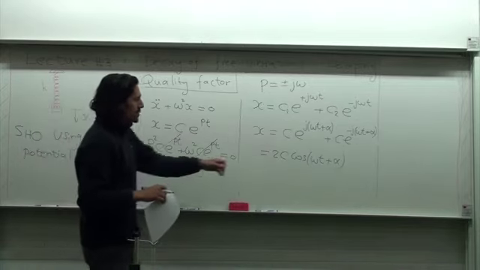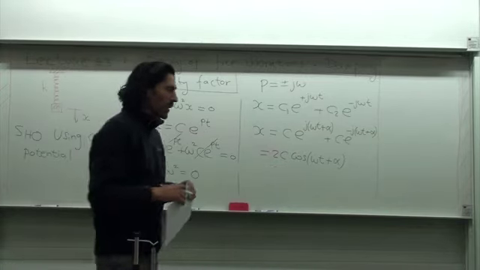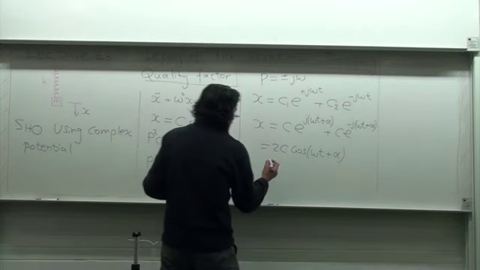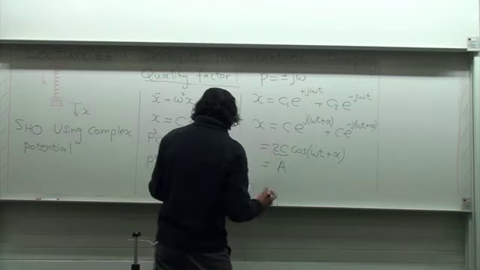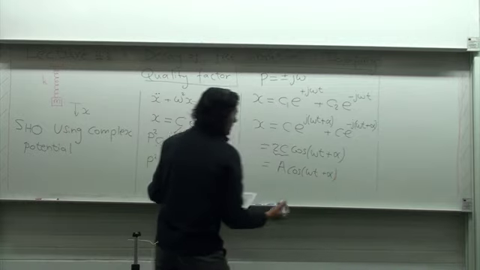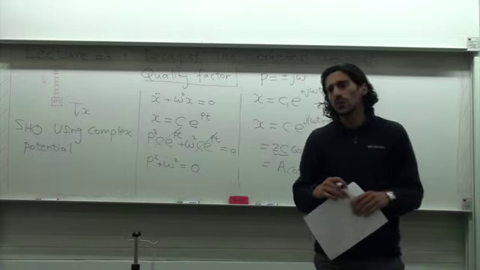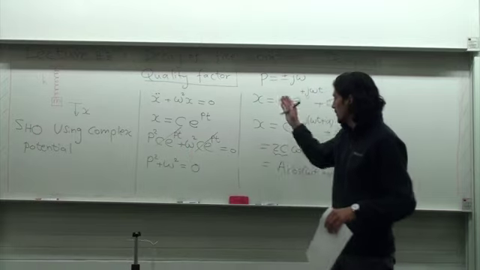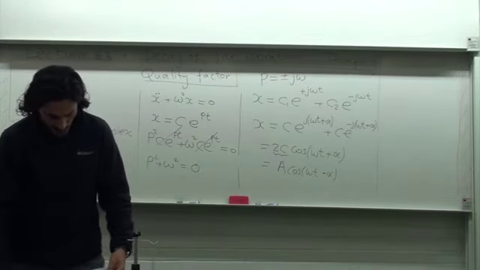Remember, we always want to go back to the physical problem. We want to go back to the real part. And if you consider this as the amplitude, you have A cosine omega t plus alpha. So as you see, there's nothing new here. It's the same solution that we had before with the cosine, but now we get to the same solution using the complex exponential.